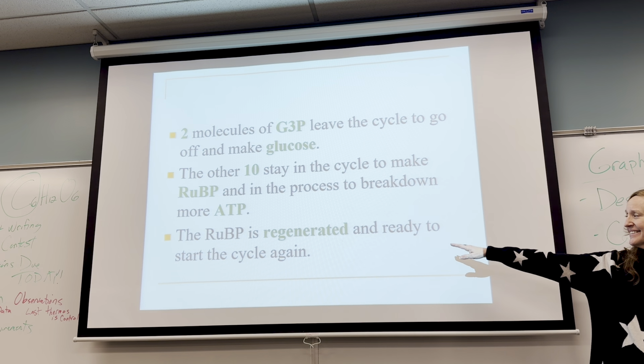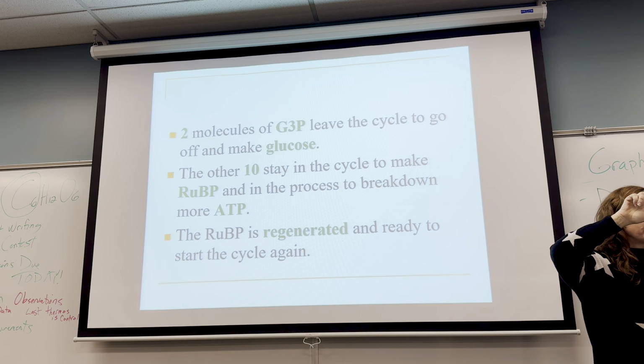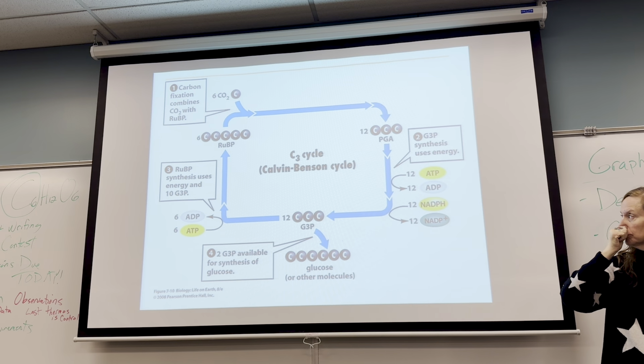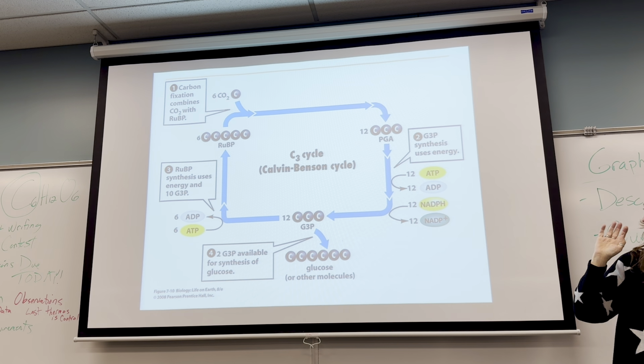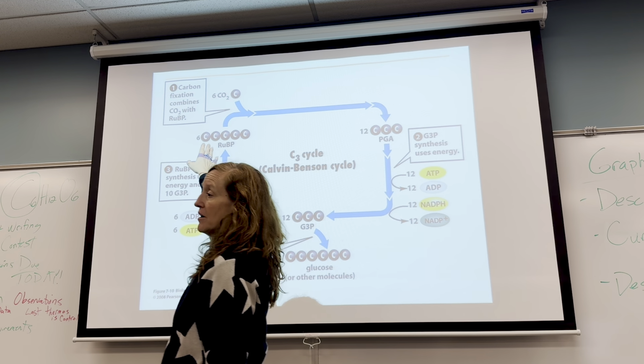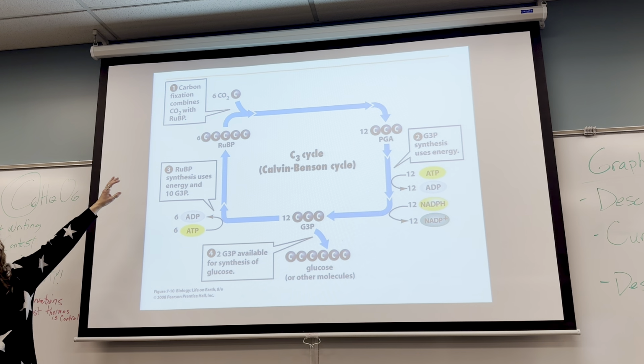Anyway, as long as RuBP is regenerated, you've got 6 carbon dioxides, you've got a supply of ATP and NADPH, and a supply of water, the cycle keeps going around. So here, you can draw this out and walk through it with carbon fixation of 6 carbon dioxides at the beginning of the Calvin cycle.